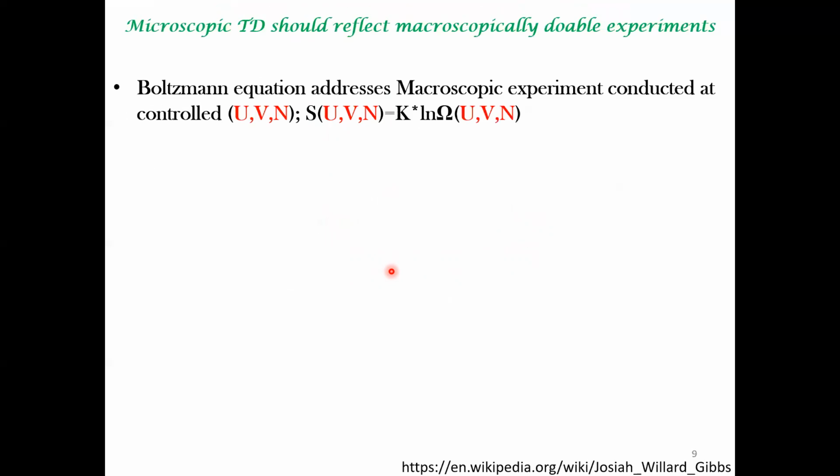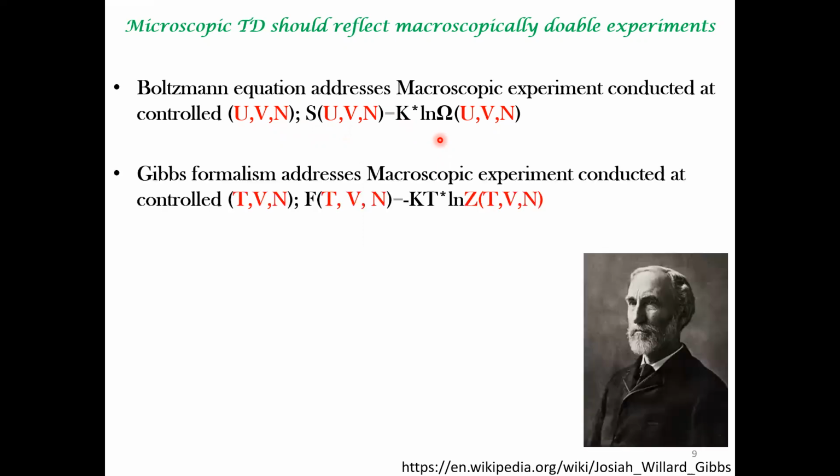So that completes the Boltzmann version of microscopic thermodynamics. What system did Boltzmann look into? Boltzmann looked at macroscopic experiments conducted with controlled internal energy, total volume, and total number of atoms. This is an isolated system, and he arrived at the Boltzmann equation. And there is another equally large figure in the history of thermodynamics, Gibbs.